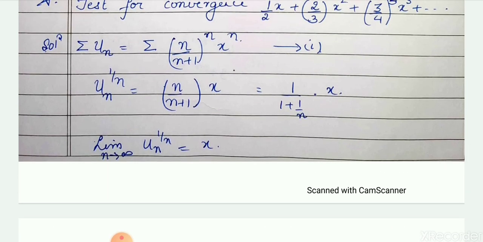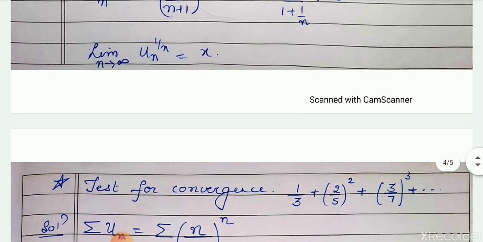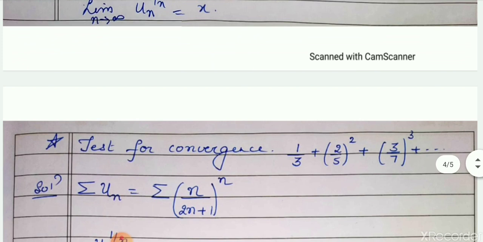If you put x equal to 1 in equation 1, you're going to get n divided by n plus 1 raised to n as un. How are you going to simplify that? Try it on your own. It becomes 1 divided by 1 plus 1 by n raised to n. As you work it out, you'll get the value. And then for x equal to 1, what is the conclusion?